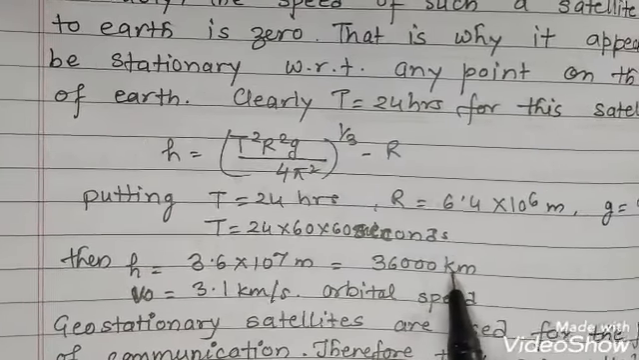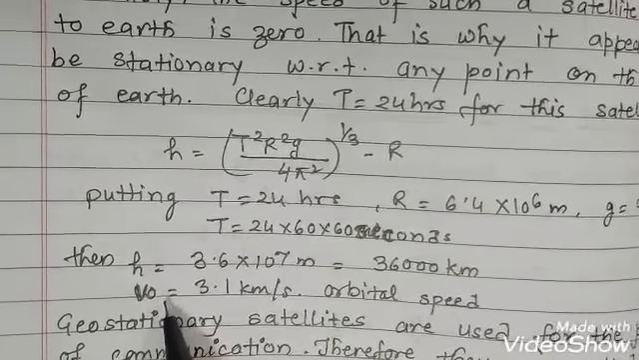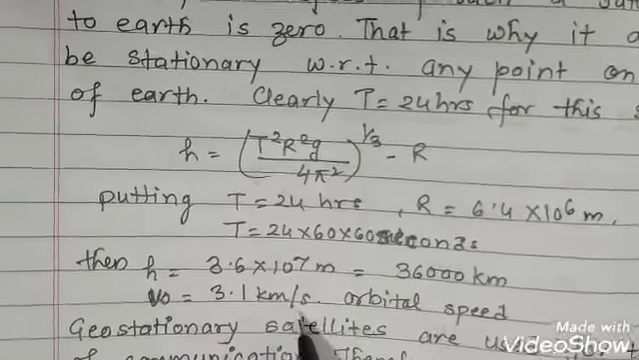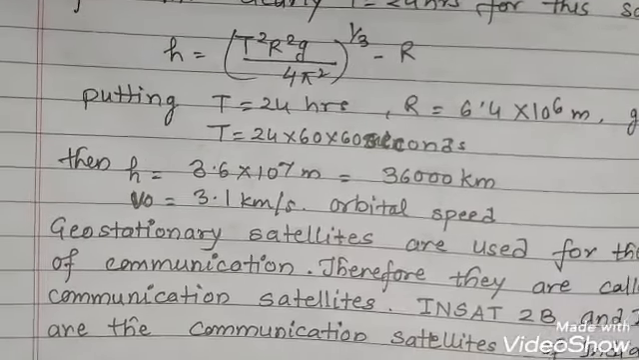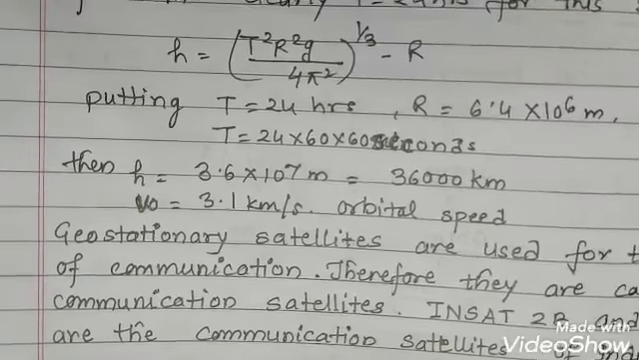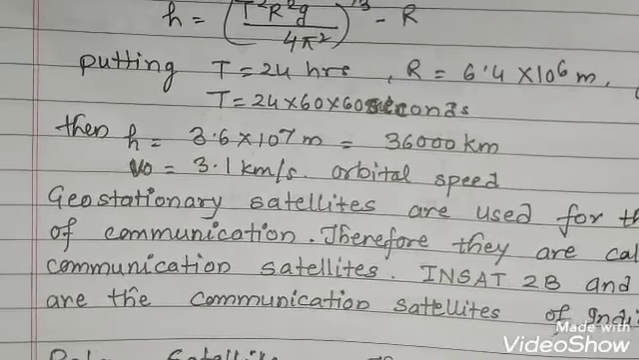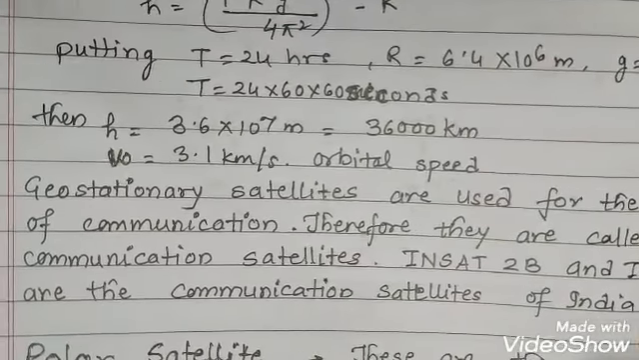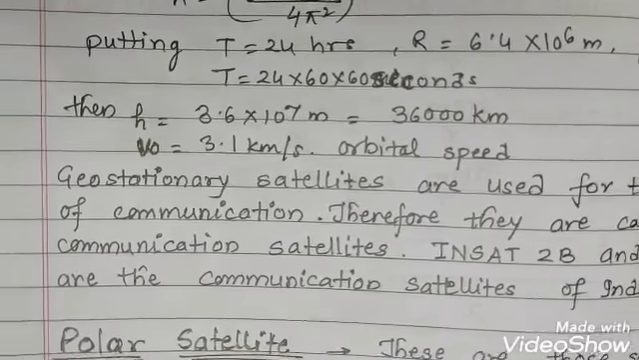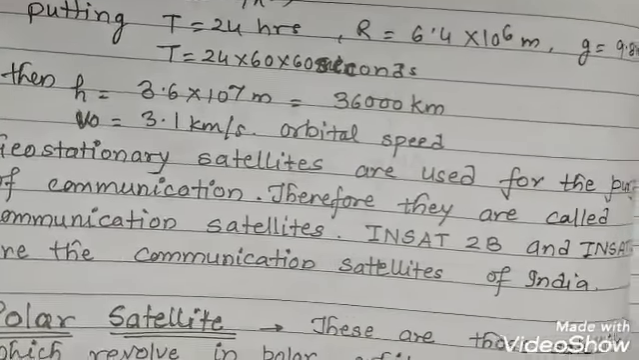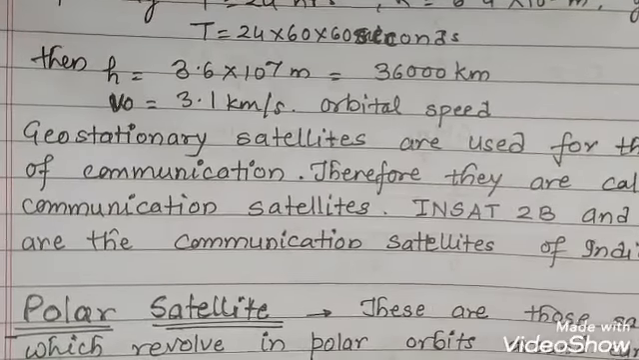And when we calculate the orbital velocity or the speed, that will be equal to 3.1 kilometer per second. This is the orbital speed of these satellites, geostationary or geosynchronous satellites. Geostationary satellites are used for the purpose of communication, and therefore they are called communication satellites. INSAT 2B and INSAT 2C are the communication satellites of India.